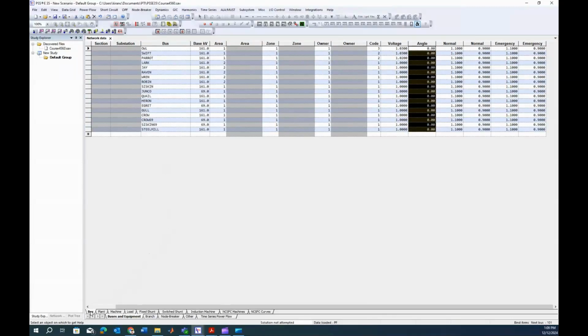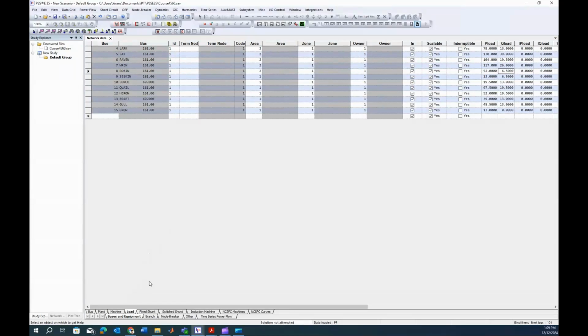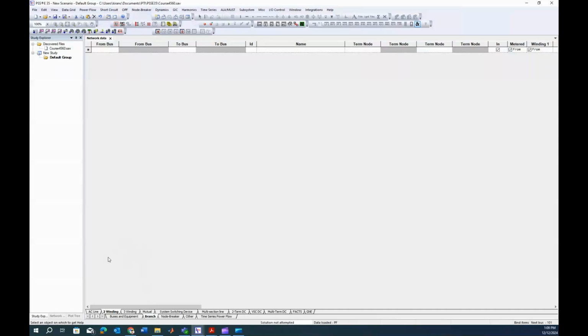Then after that, you have your bus data, you have your plant and machine data, and also load data. That's all about the bus and the related equipment. Then you can move to the branch data. In the branch data, you can observe it at the bottom. You can select the branch bar and go to the AC line. That's where you enter the information of the lines.